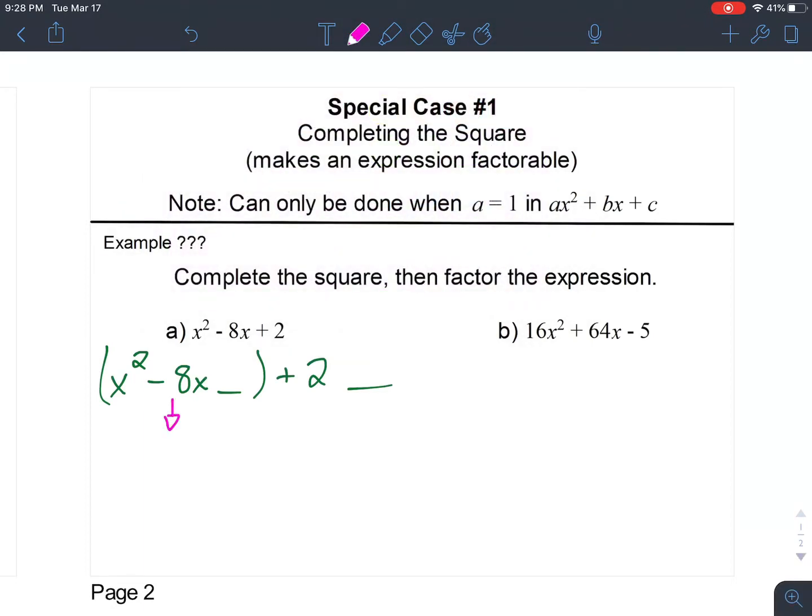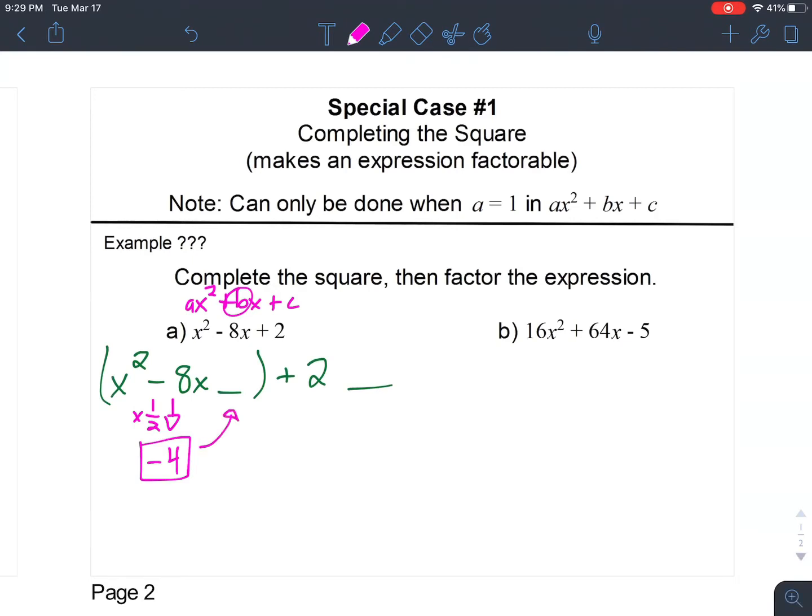We are going to take this value here. Remember, this is ax squared plus bx plus c. Sorry, I'm going to write that in a better place. We have ax squared plus bx plus c. We want to take half of the b value. So if we do 1/2 of negative 8, that's going to give us negative 4.